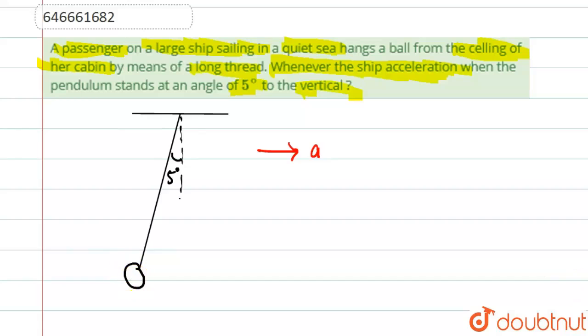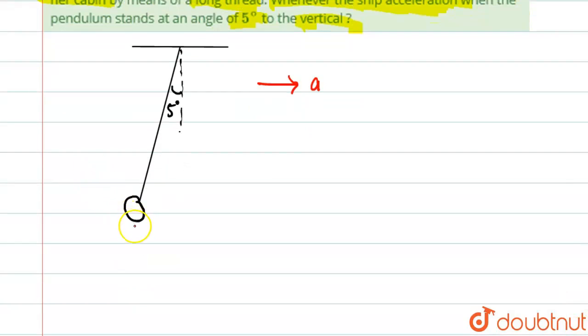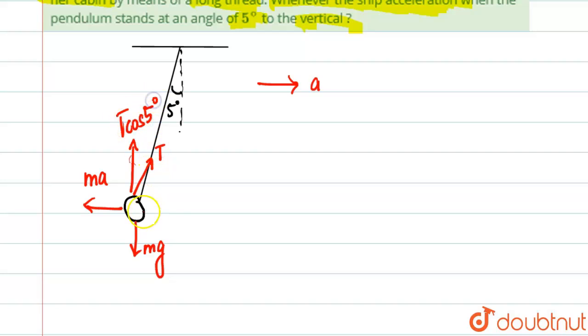The bob is of mass m, let's suppose. So there will be an mg force downwards due to gravity, and there will be a pseudo force ma in the backward direction. Also there will be a tension force, which will be along the string. So we will have the components of tension. This is T, so this will be T cos 5 degree, and this will be T sin 5 degree.